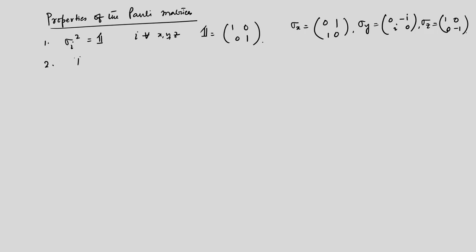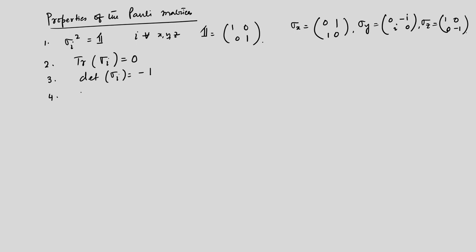Number two, the trace of sigma i is equal to 0, which is seen here: the sum of the diagonal elements is equal to 0. So all of them have this property. And three is that the determinant of sigma i is equal to minus 1. You can check that the determinant is 0 into 0 minus 1 into 1, which is minus 1. So each one of them has a determinant equal to minus 1.